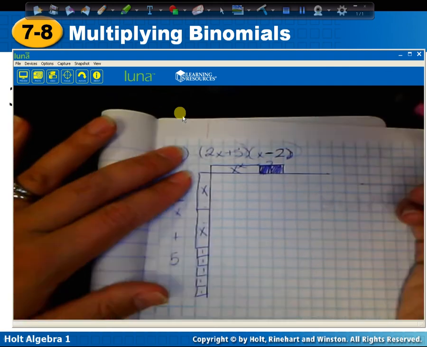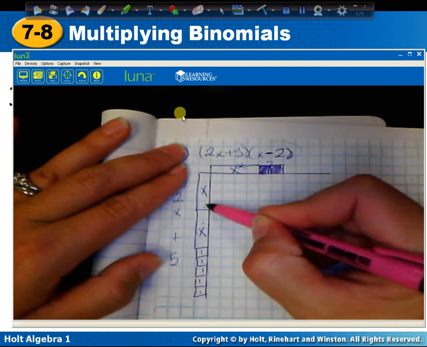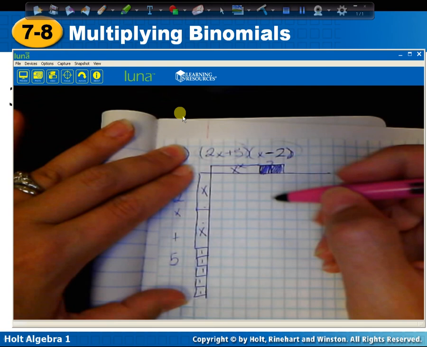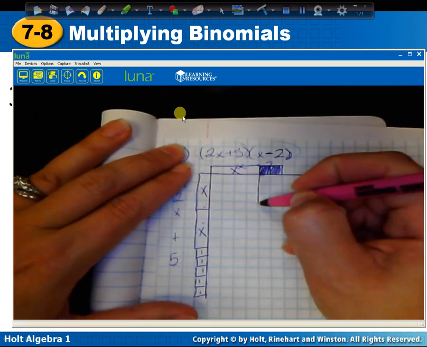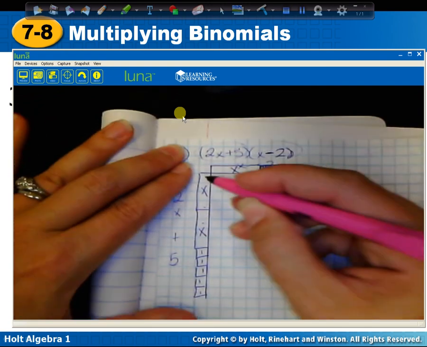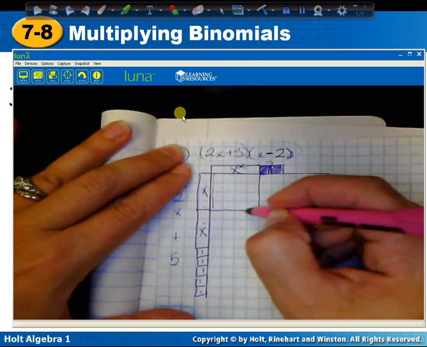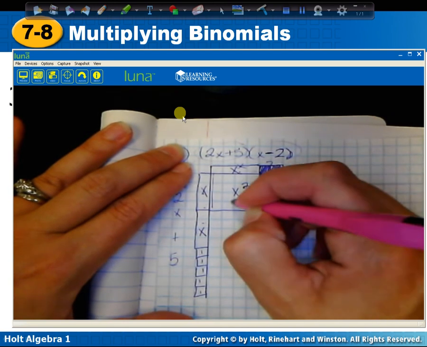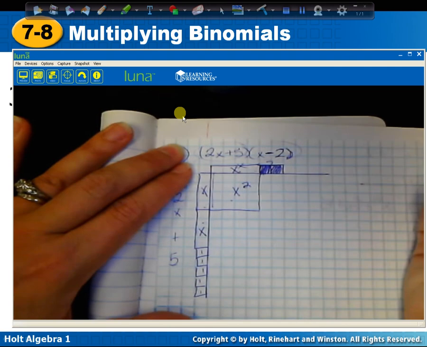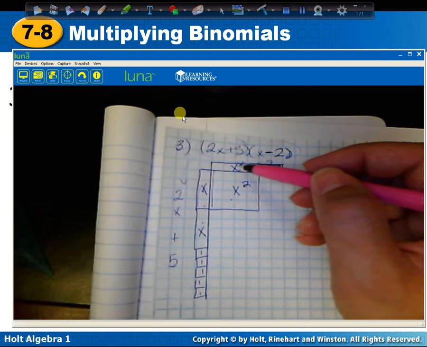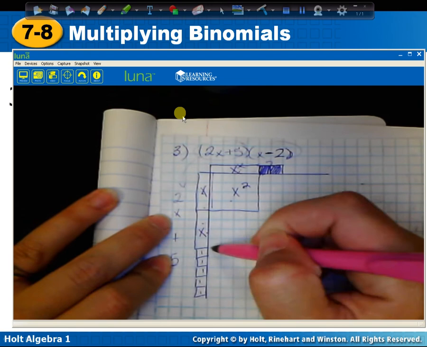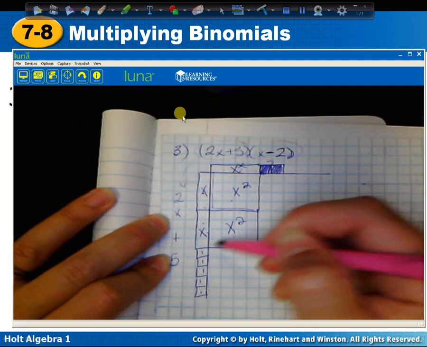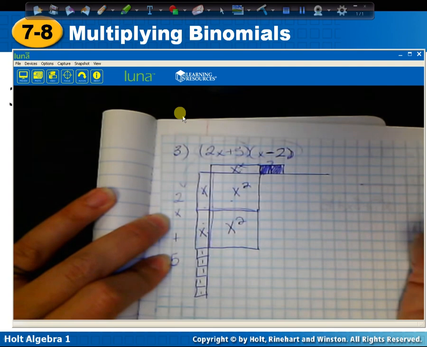So now I'm going to start multiplying this out. X times x is x squared. If I'm not positive about that, I look and see that I have a long side and a long side. So that could only be x squared. Again, like we talked about with the multiplication chart, x times x is x squared. Again, I had a long side and a long side that I had to match up there.